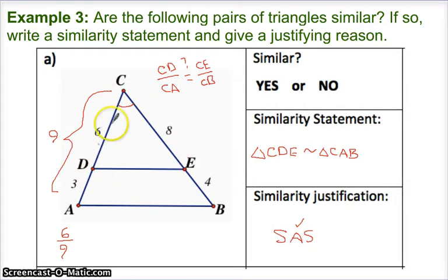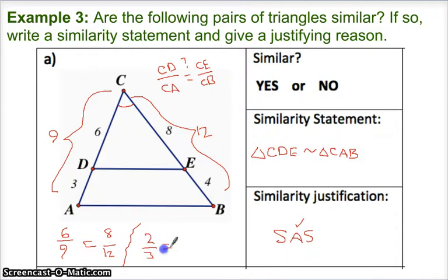And it's a little weird because we're not talking about sides that are equal here. We're talking about sides that kind of go with each other in these two different triangles. So is that really equal to CE, which is 8, over CB, which is 12? Is that really true? I think it is, because if I reduce this fraction, I get 2/3. Reduce this fraction, I get 2/3. So that's yes.